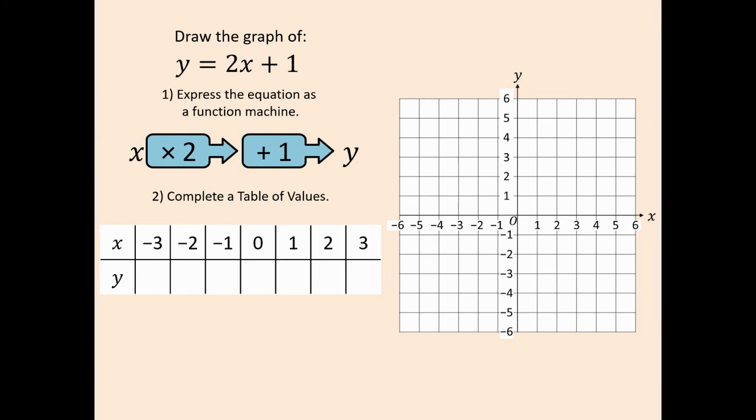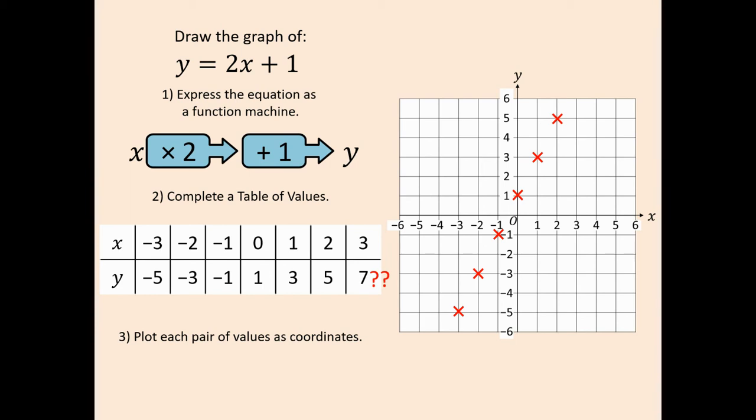Okay, so minus 3 times 2 is minus 6, but when you're adding 1, it gives you minus 5. Minus 2 times 2 is minus 4, plus 1 gives you minus 3. Minus 1 times 2 is minus 2, plus 1 gives me minus 1 again. 0 times 2 is just 0, add the 1, it gives me 1. 1 times 2 is 2, add the 1 gives me 3. 2 times 2 is 4, add the 1 gives me 5. 3 times 2 is 6, add the 1 gives me 7. So now we can plot each pair of points. Okay, and there you go.